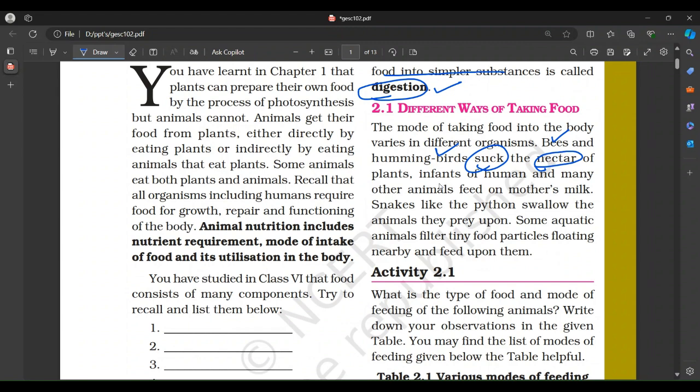Infants of humans and many other animals feed on mother's milk, right? An infant, in the first few months, is not able to eat like us, so at that time they just feed on their mother's milk. Snakes like python swallow the animals they prey upon. Then some aquatic animals filter tiny food particles floating nearby and feed upon them. So here are the different ways of taking food.